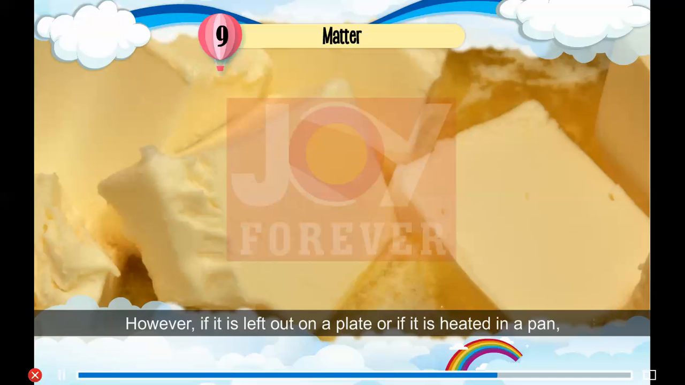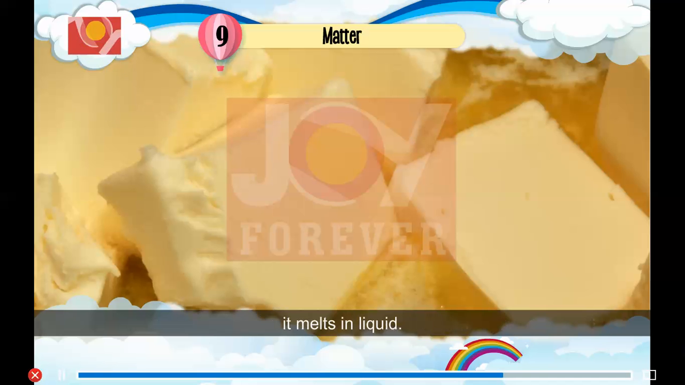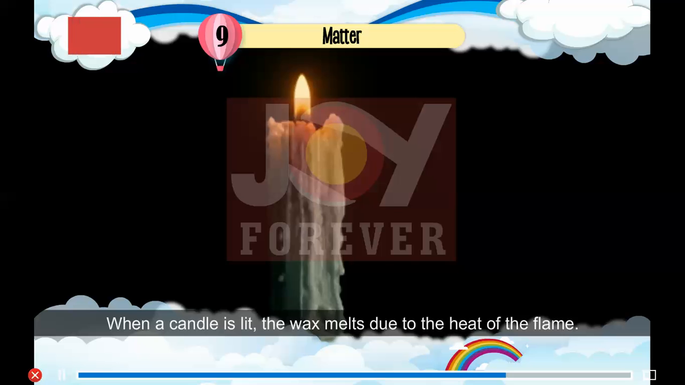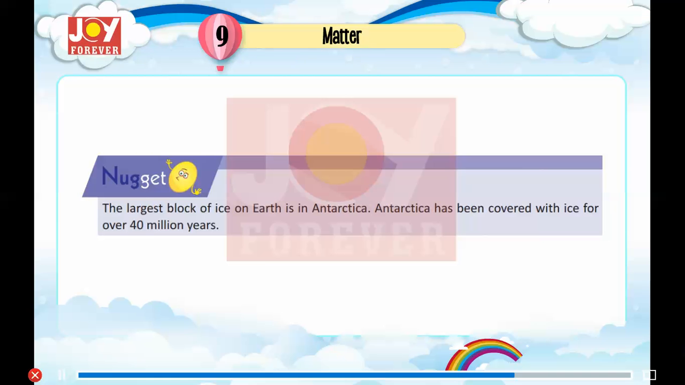However, if it is left out on a plate or if it is heated in a pan, it melts into liquid. When a candle is lit, the wax melts due to the heat of the flame. Nugget: The largest block of ice on Earth is in Antarctica.